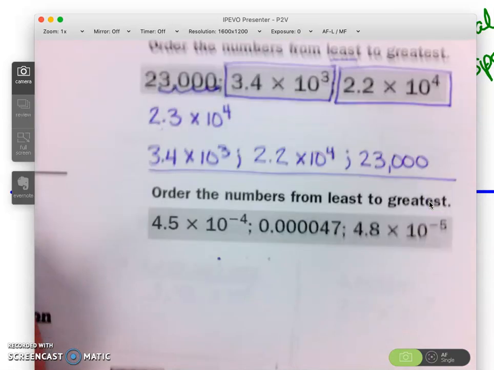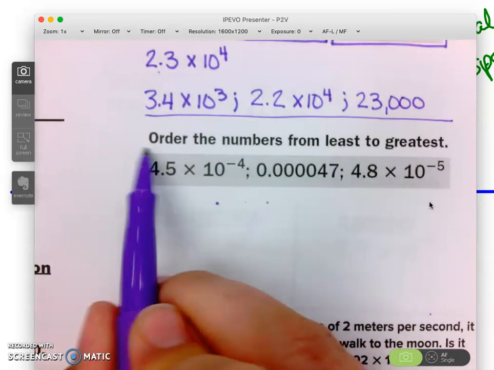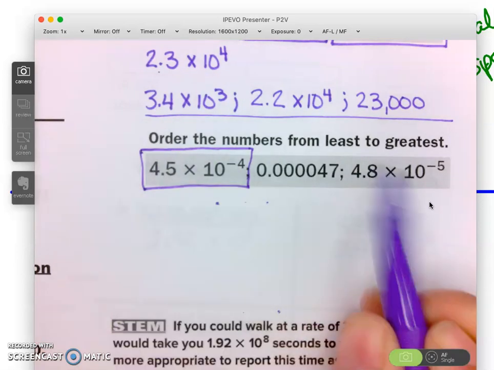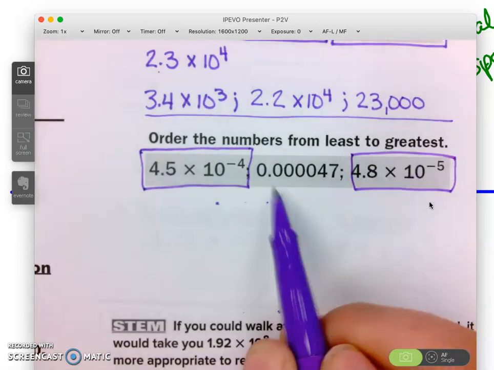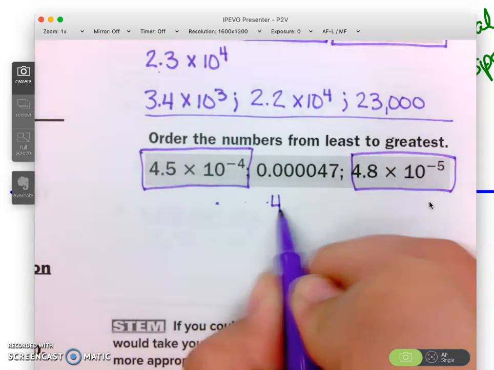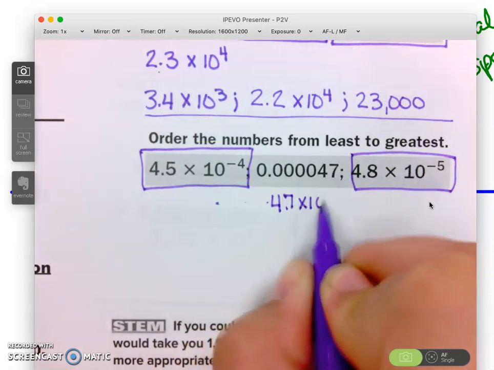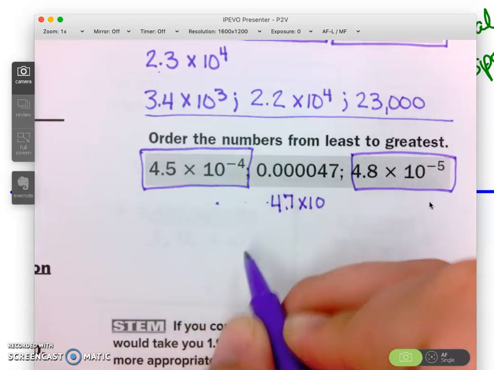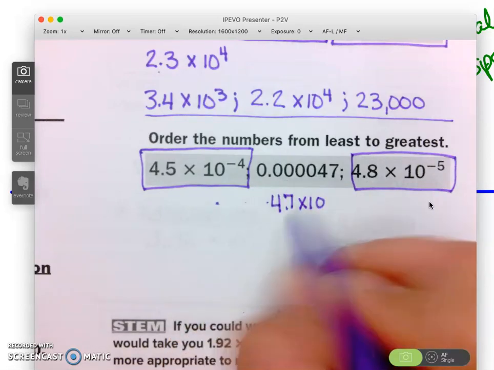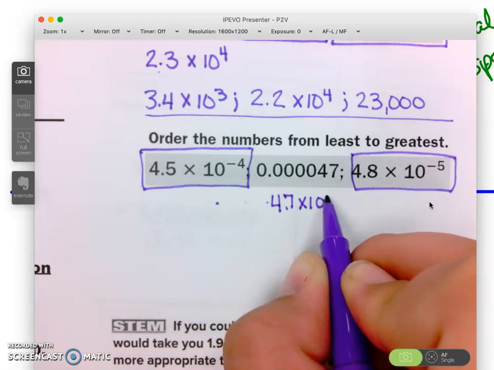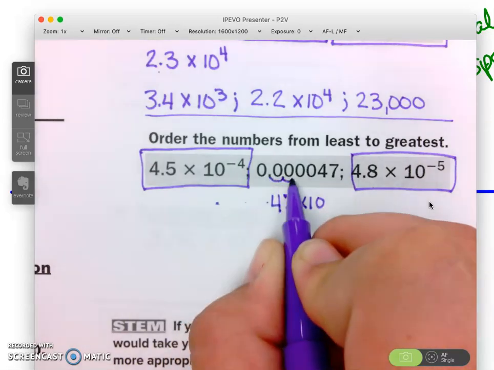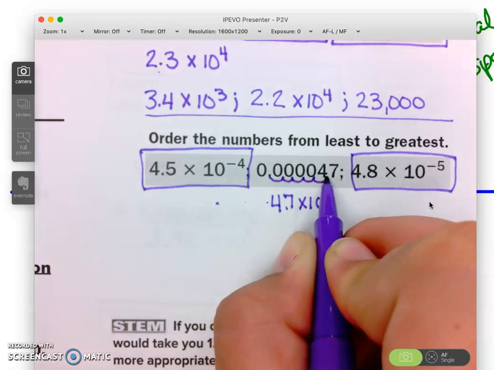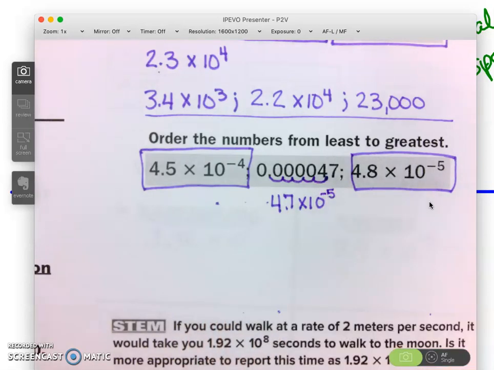Okay, the next one, again, I have two numbers that are in scientific notation and one number that is not, so I'm going to put this one in scientific notation. So 4.7 times 10, remember I'm making this a really small decimal number bigger, so the exponent is going to get smaller. I'm moving it 1, 2, 3, 4, 5 places, so it's going to be a negative 5.